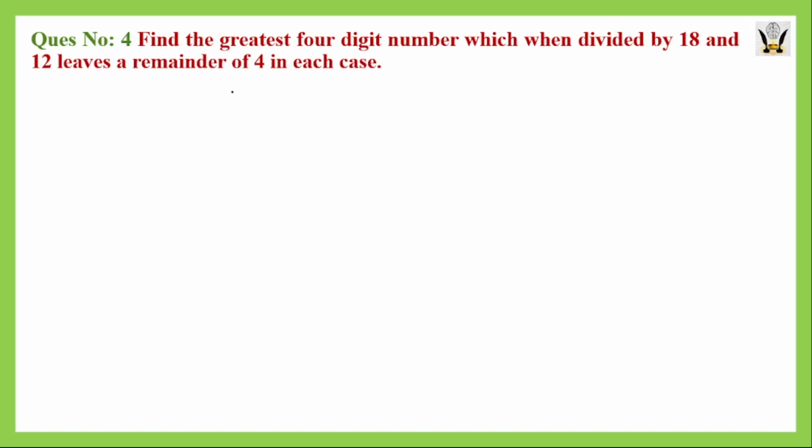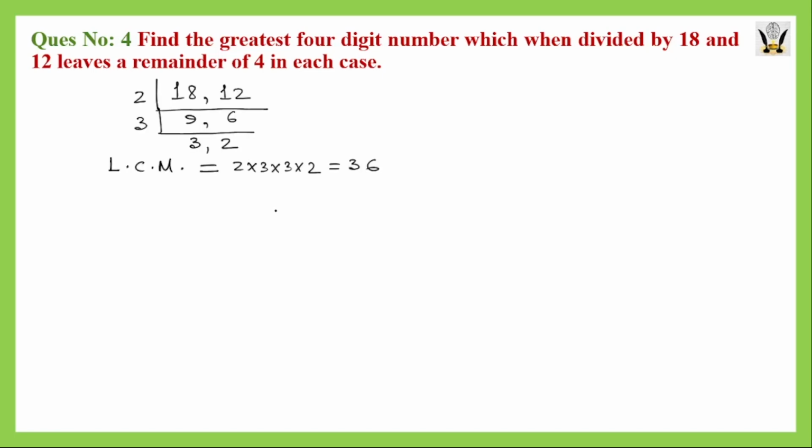So first we will find the LCM, least common multiple of 18 and 12, and then we will see how we can reach that greatest 4-digit number. The LCM of 18 and 12 is 36, but it is only a 2-digit number, and we need to find a 4-digit number, and that too the greatest 4-digit number. So we have to multiply this 36 to reach the desired value, our destination.